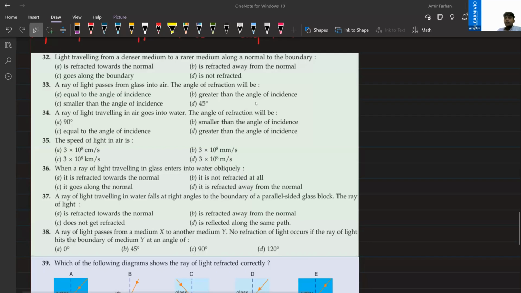Obliquely means at some angle, Umair. Some angle. Okay, making some angle obliquely. Something like that. Okay, this is the normal. So it's making some angle. The angle could be anything, but it should be having some angle obliquely.